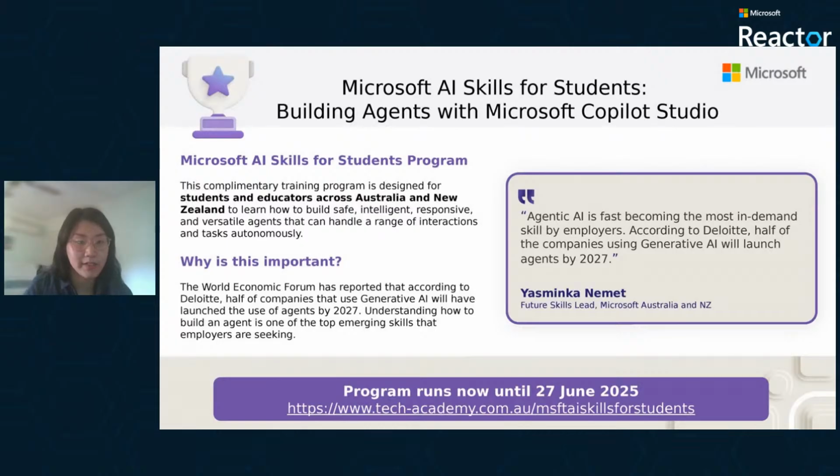So what is the Microsoft AI Skills for Students program, and why should you join? This complimentary training program is designed for students and educators across Australia and New Zealand to learn how to build safe, intelligent, responsive, and versatile agents that can handle a range of interactions and tasks autonomously. And why is this important? The World Economic Forum has reported that according to Deloitte, half of companies that use generative AI will have launched the use of agents by 2027. So understanding how to build an agent is one of the top emerging skills that employers are seeking.